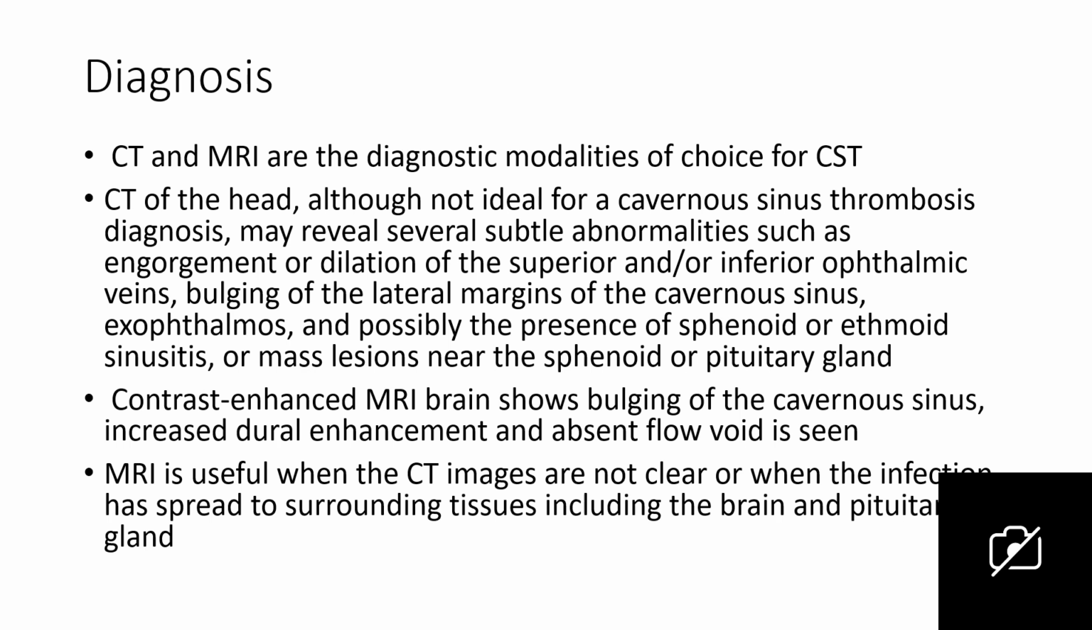Computerized tomography of the head, although not ideal for a cavernous sinus thrombosis diagnosis, can reveal several subtle abnormalities, such as engorgement or dilation of the superior and or inferior ophthalmic veins. We could also detect bulging of the lateral margins of the cavernous sinus. Or we could see an exophthalmos, or possibly the presence of sphenoid and ethmoid sinusitis or a mass lesion near the sphenoid or pituitary gland. So all this we could pick up in the CT scan.